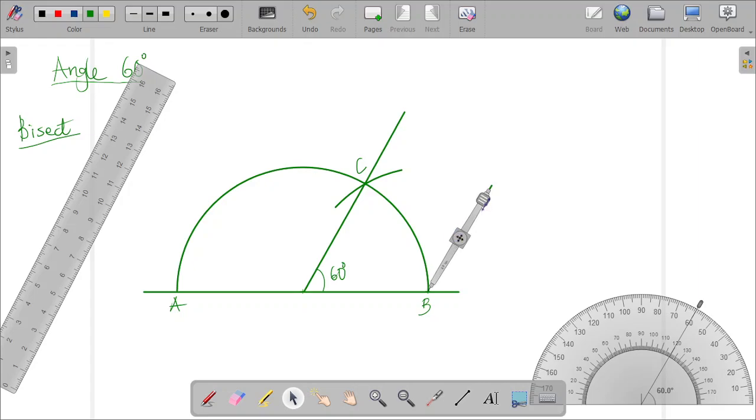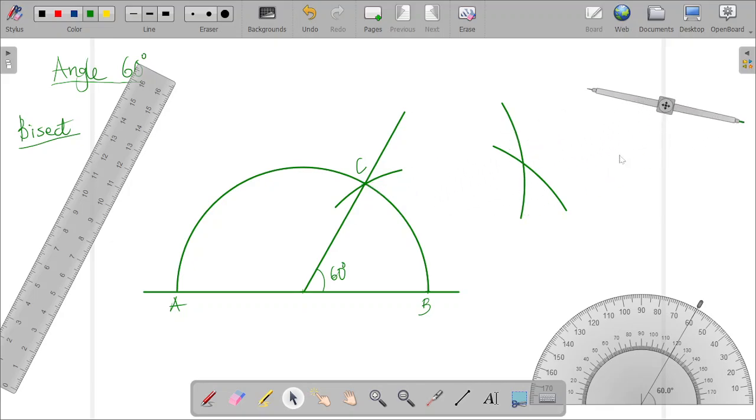Then you extend the radius of your compass, extend it out. Then you have to make an arc like so. Now do not adjust the radius of your compass, leave it the way it is, please. Then you place your compass point on this point C like this. Now make another arc that must cut the first arc I did.